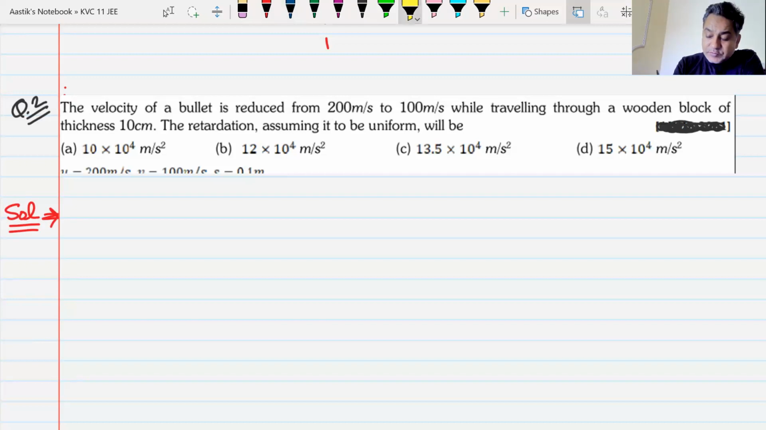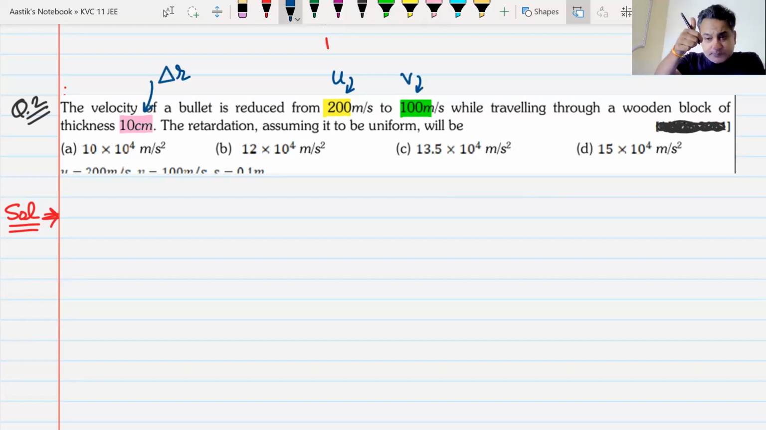What all information is given to you? What is this 200 and what is this 100? This 200 is your initial velocity, yes or no? This 100 is your final velocity, yes or no? And this 10 centimeter, remember it's centimeter. This centimeter is your displacement. You are supposed to find out retardation.